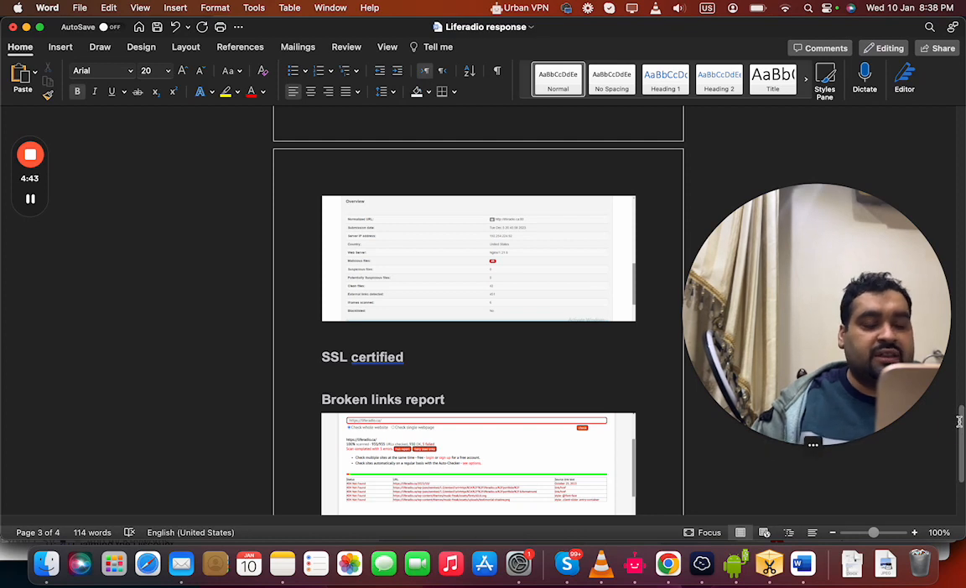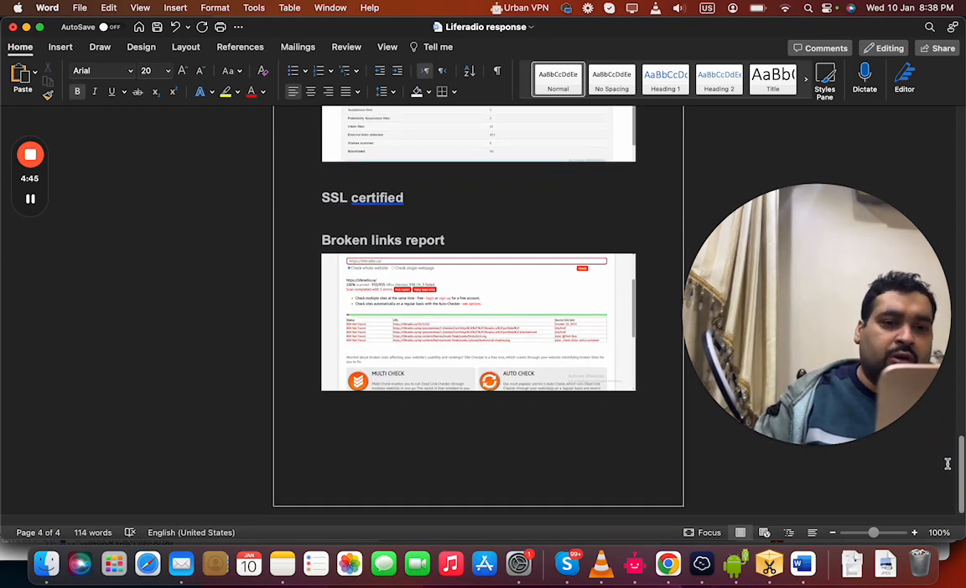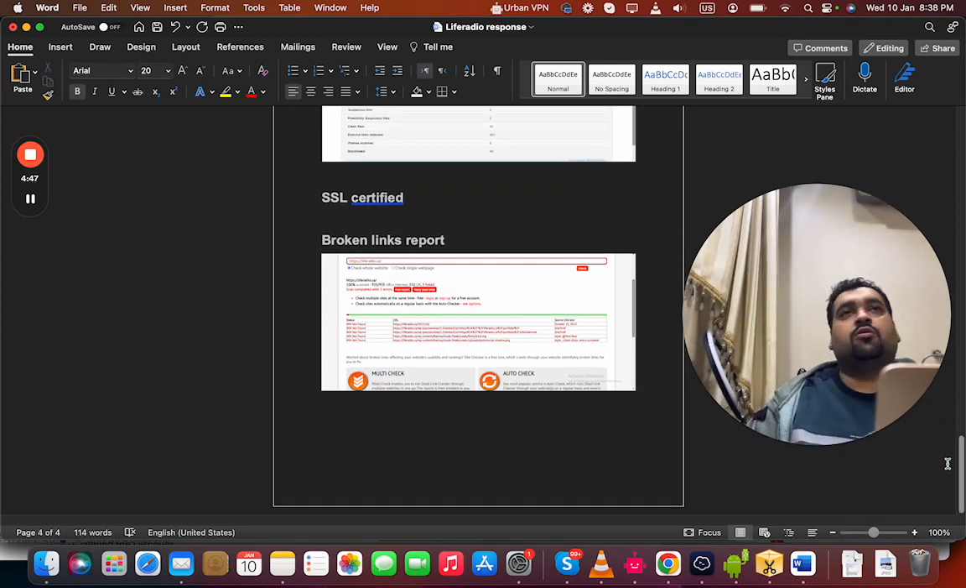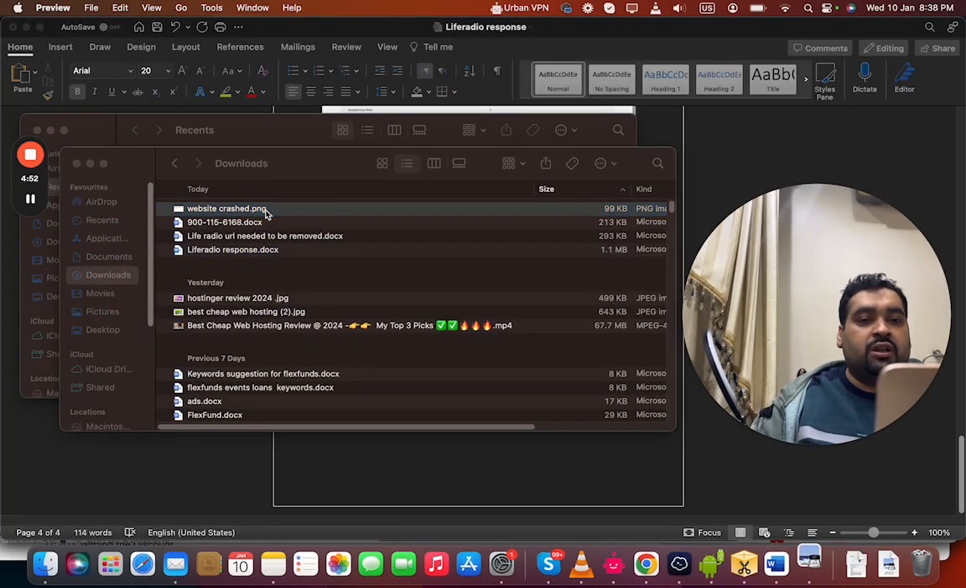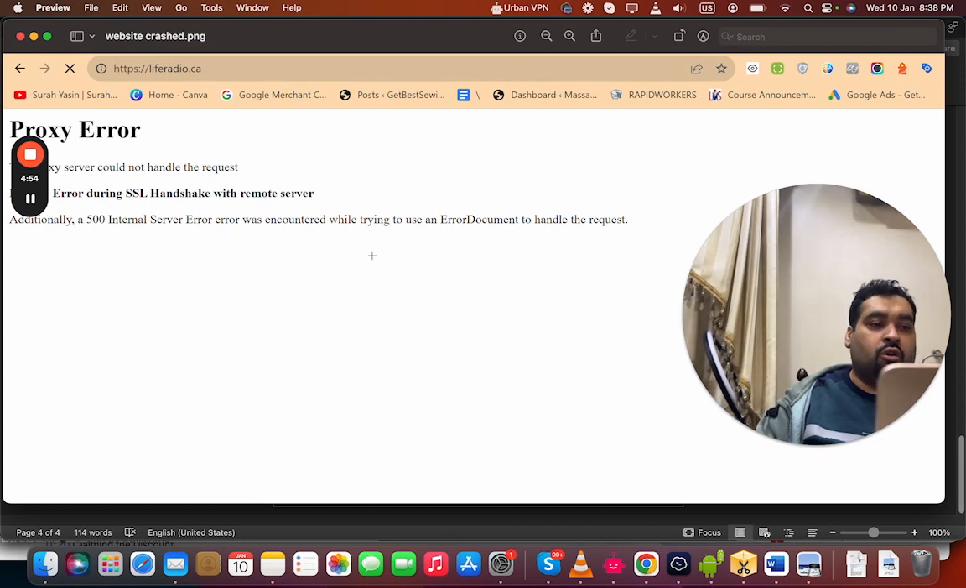We looked at the SSL, we looked at the broken links, we did a website audit, we did the Google Ads account. And now the third thing was, while doing the changes, because not all the changes were done by ourselves, but the client handled it. Also, sometimes we help our client in doing the changes. The website eventually crashed.